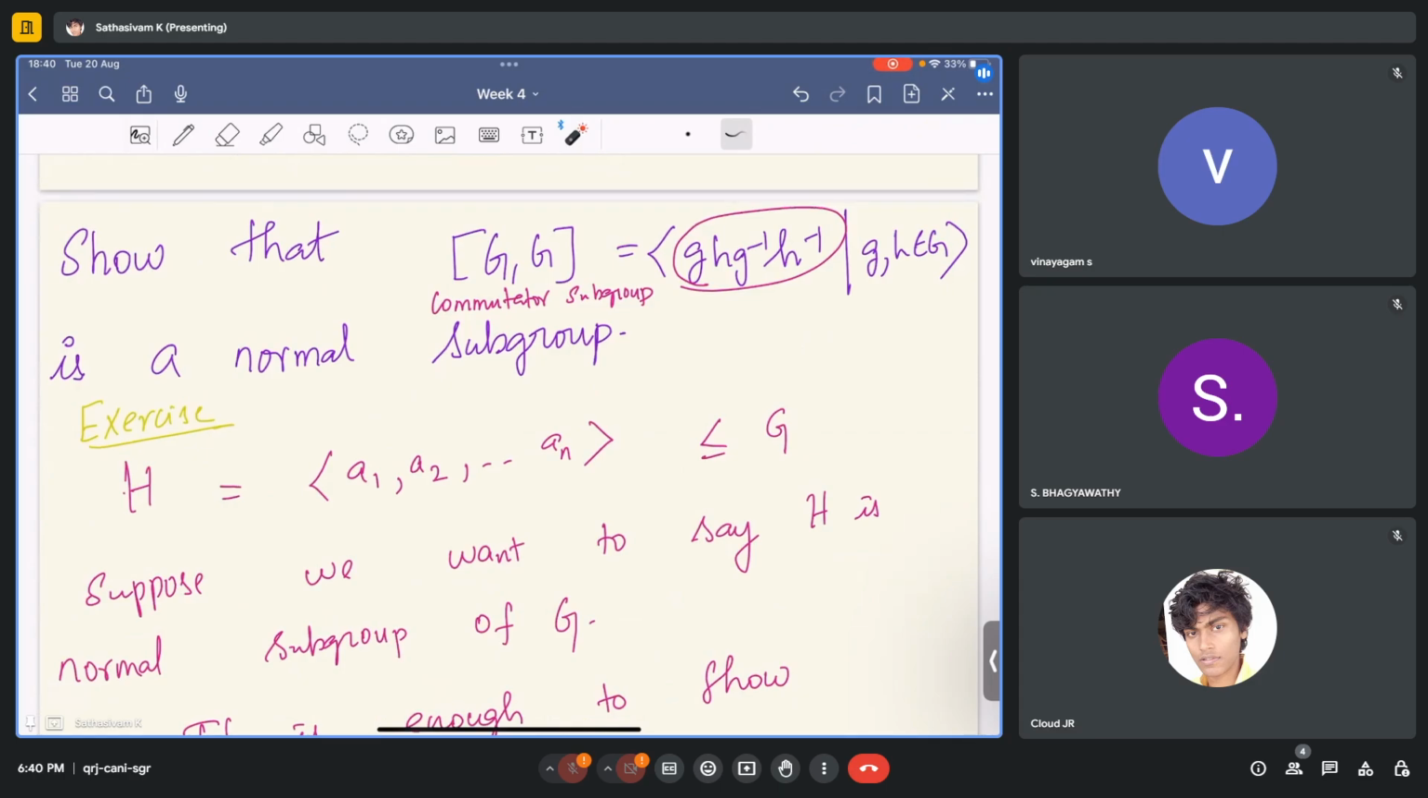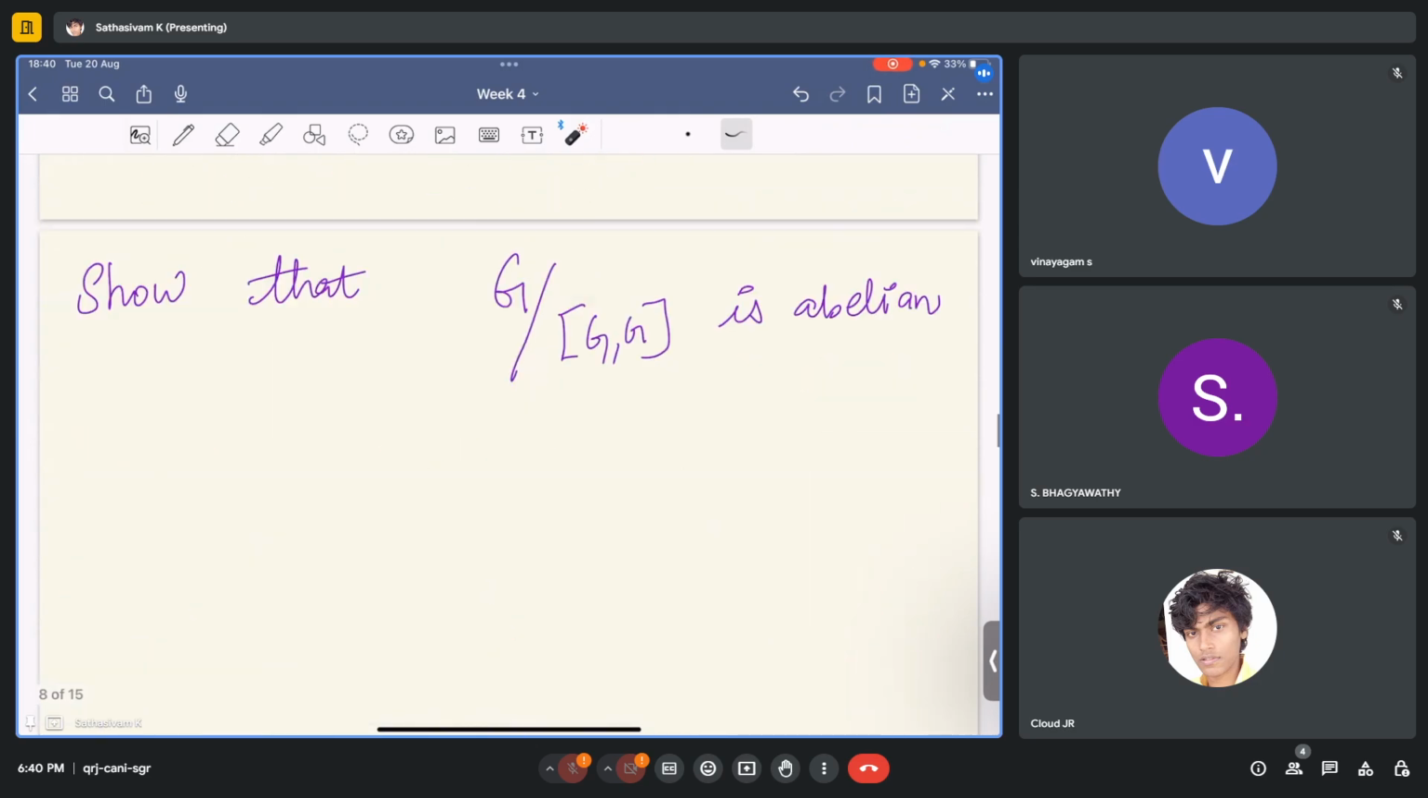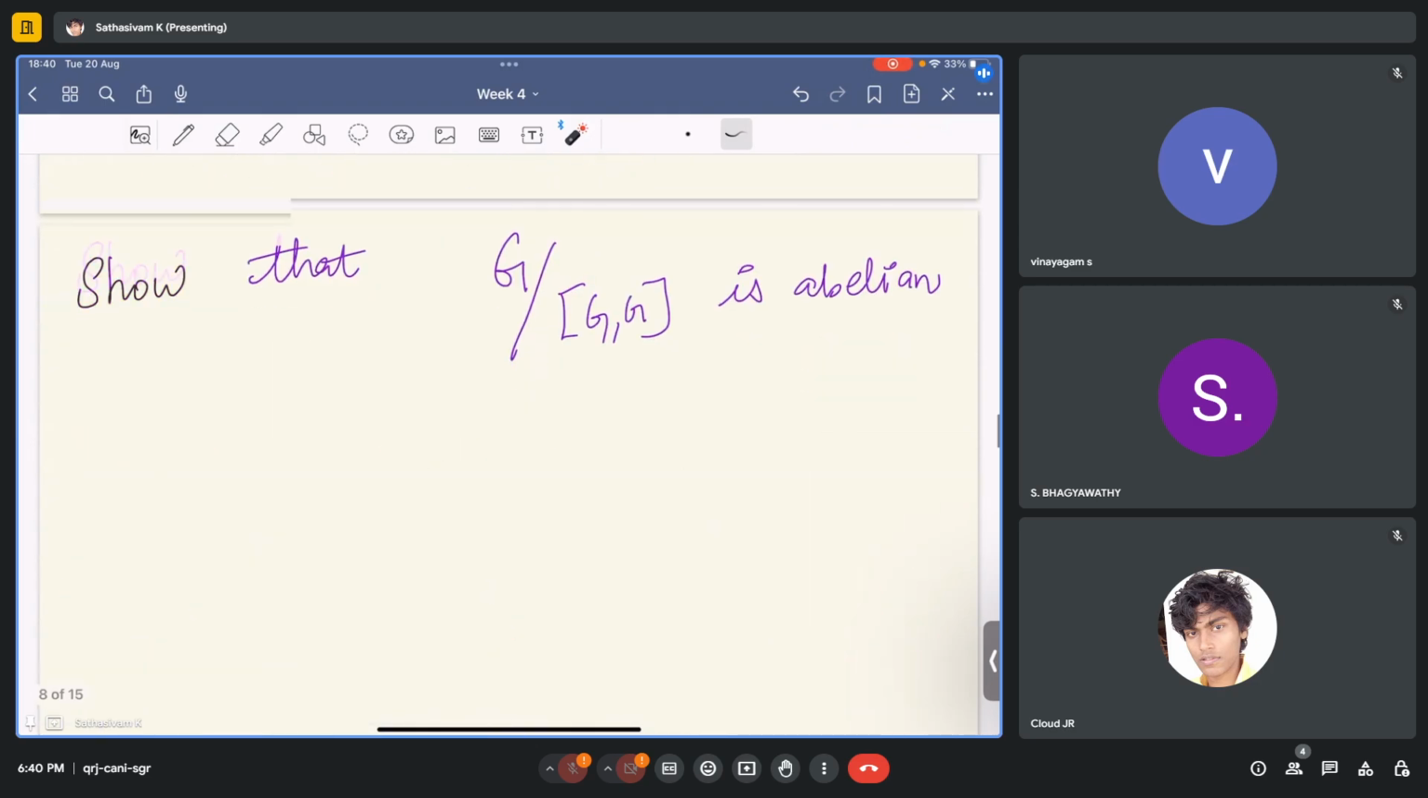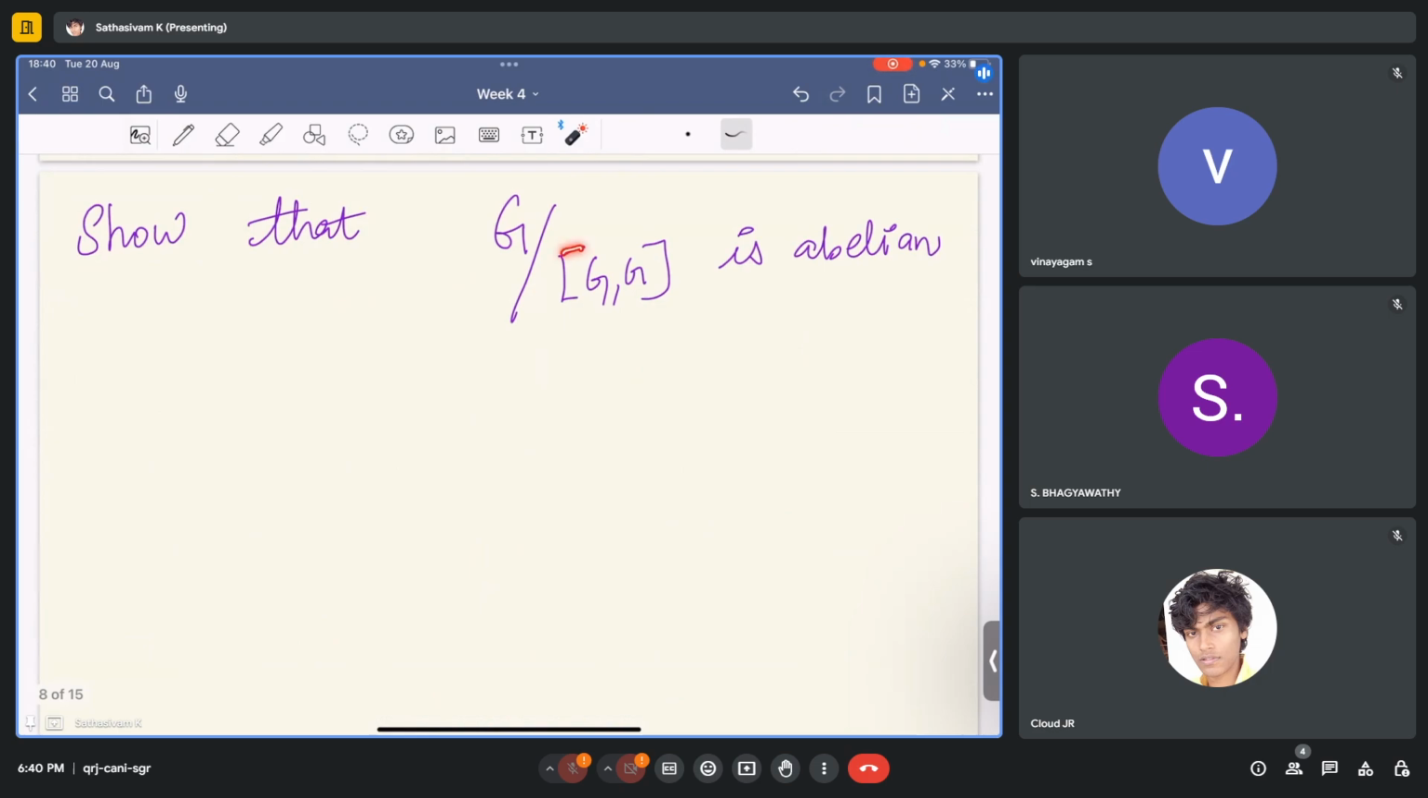Okay. The reason why we are working with this commutator subgroup is the following. Once you have the commutator subgroup, which is a normal subgroup, if you quotient it out, you will get an abelian group. Okay.